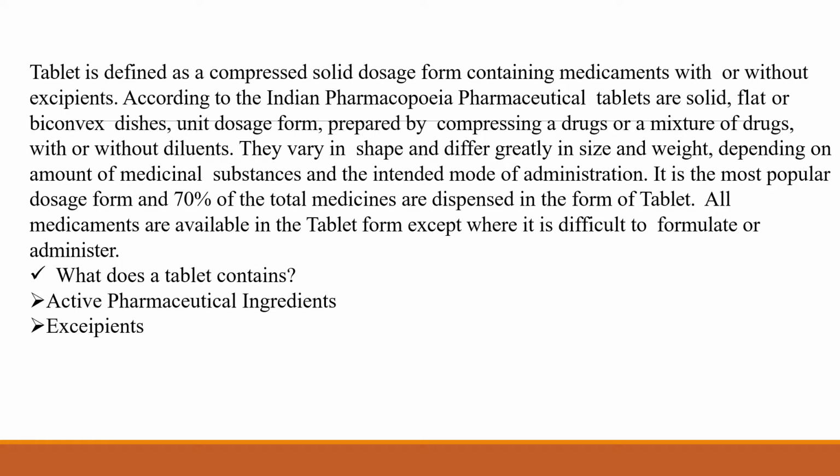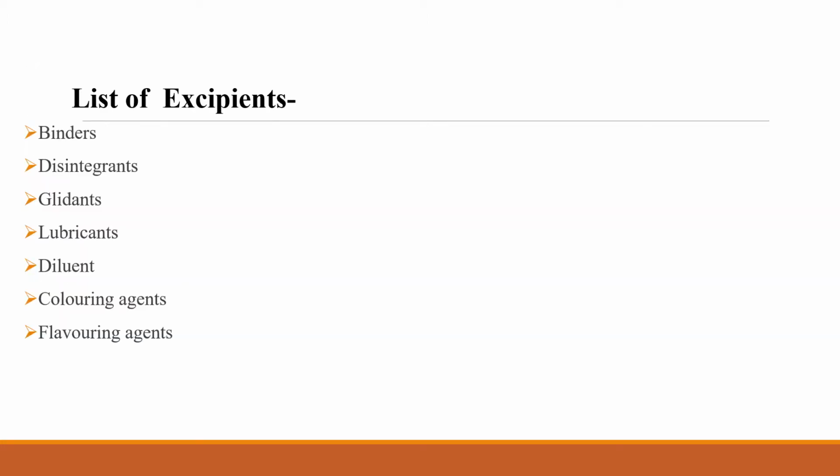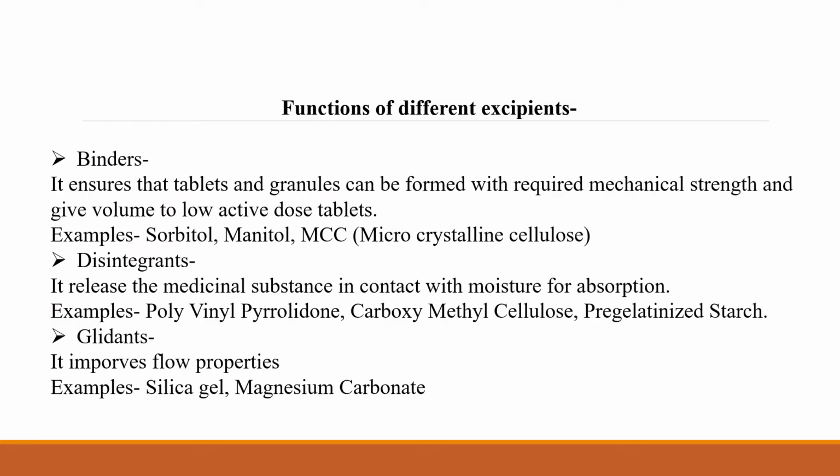So, what does a tablet contain? That is API, the drug, active pharmaceutical ingredients. And next is excipients like binders, flavoring agent, coloring agent, all those things we will learn in this lecture. Here is the list of excipients. First is binders, second is disintegrants, third is glidants, fourth is lubricants, fifth is diluent, sixth is coloring agent, seventh is flavoring agent. So now we'll go through the functions of different excipients.